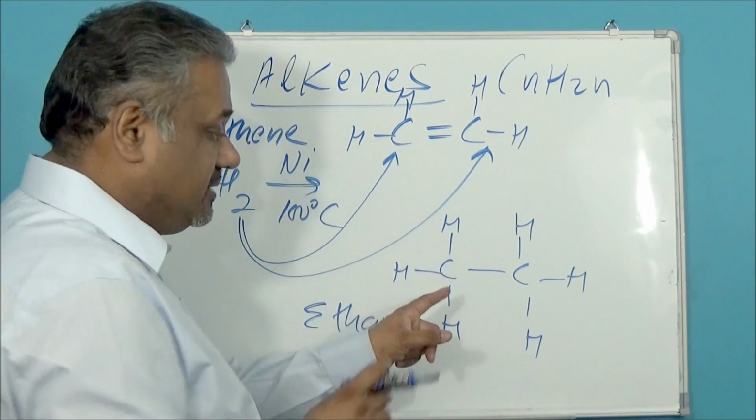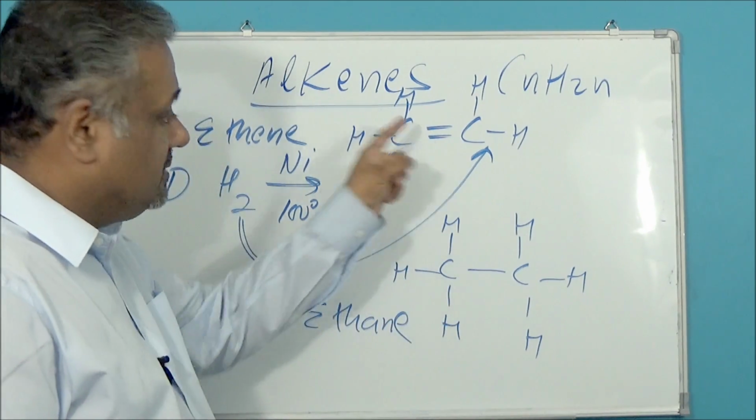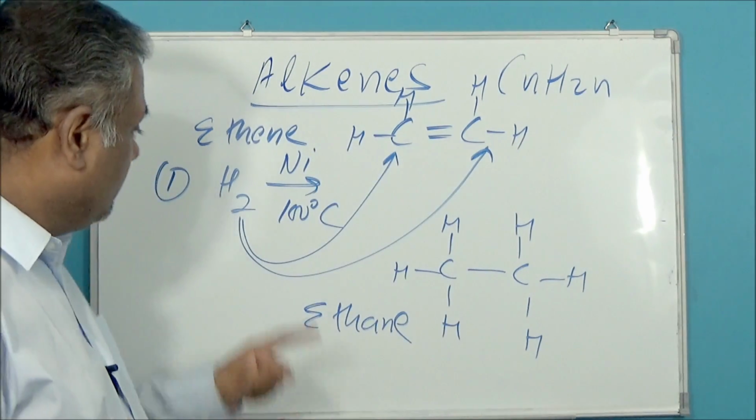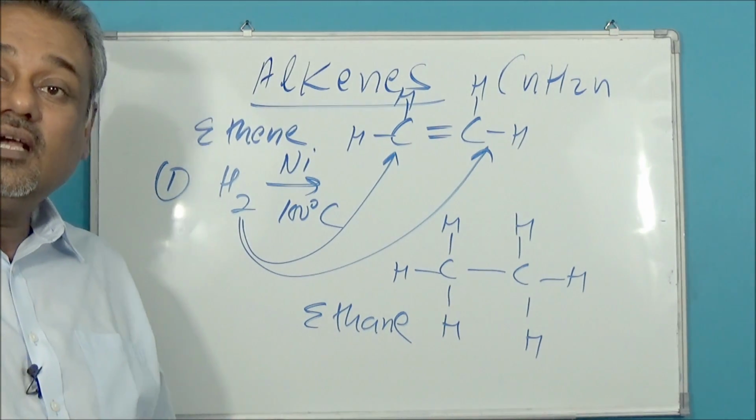Ethane is a saturated hydrocarbon. Ethene is unsaturated. So your unsaturated hydrocarbon has become saturated. Addition of hydrogen is also called hydrogenation.